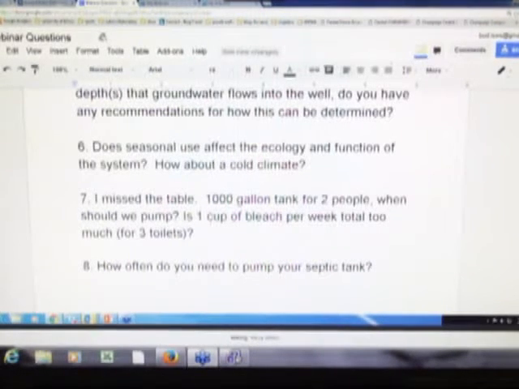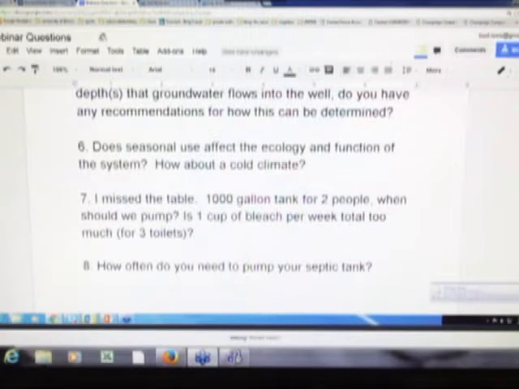Okay, now as far as the table that I put up, that was just one example. So for two people, a 1,000-gallon tank is probably not pumped as often. I don't know that you'd necessarily need to every 2 years, but probably every 5. I don't know what the charge is. Usually whenever I see a 1,000-gallon tank and there's only 2 people, generally it's 2 elderly people living there. They could probably go 4 or 5 years between pumpings.